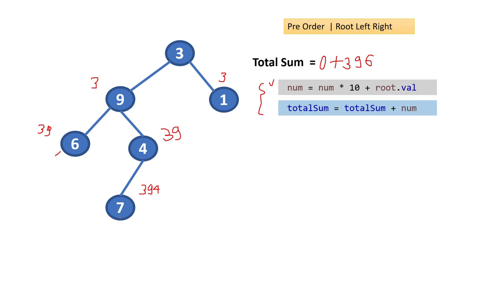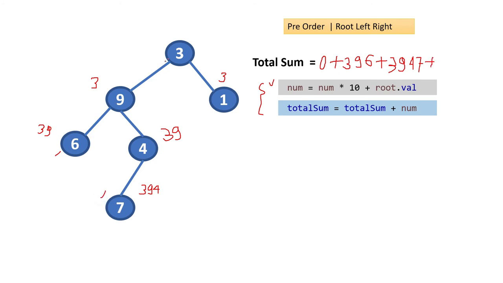So then it will reach the 7, left of this previous node, and here it will apply both: num equal to num into 10 plus root val, and total sum equal to total sum plus num. So in this case the num will be 394 into 10, that will be 3940, plus the root, that will be 3947. So this 3947 we have to add to the total sum. So the total sum is already 396. So we have to add 3947 there. So this part is done.